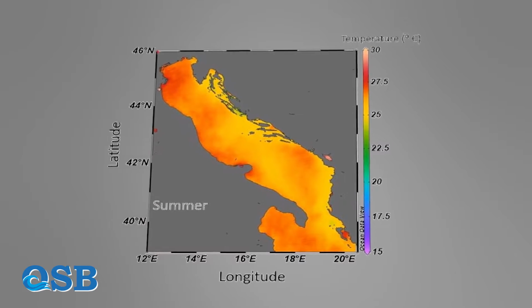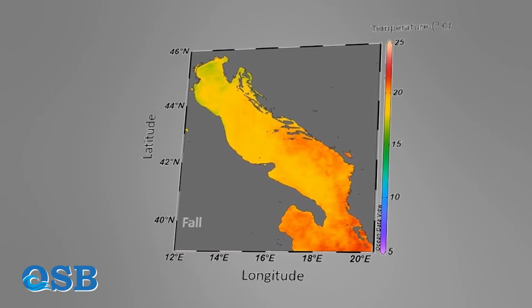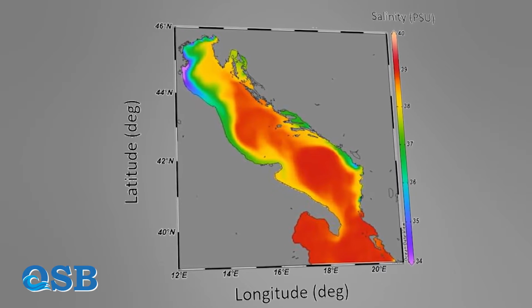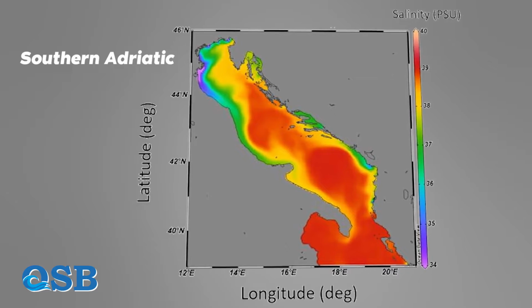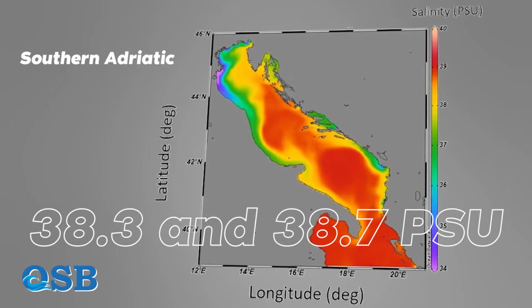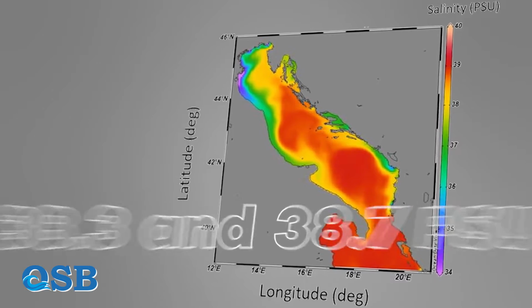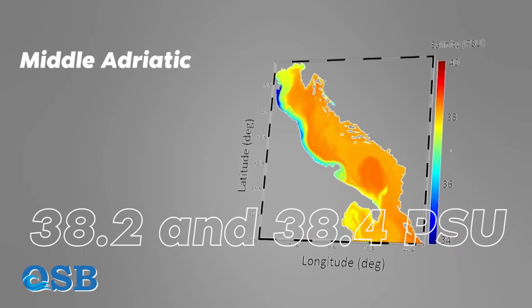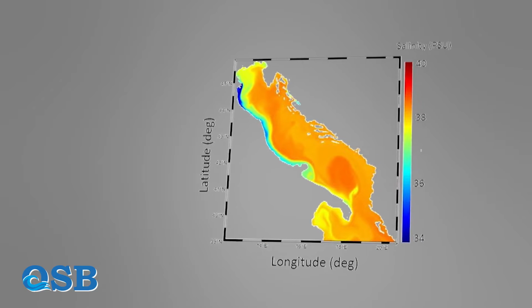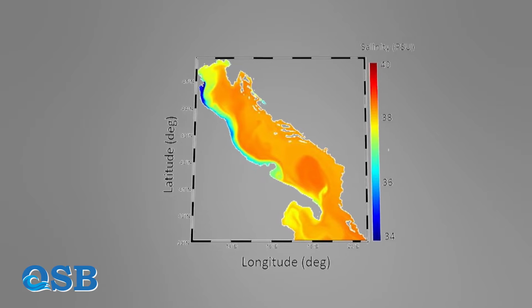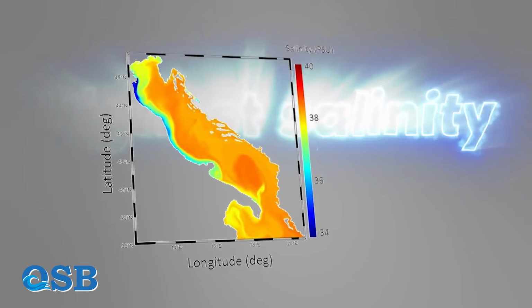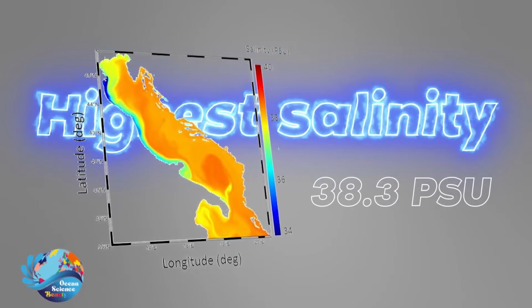We should consider that the length of the Adriatic Sea is 800 kilometers, and this sea is stretched along the latitude. It is slightly saltier in the southern Adriatic than in the northern and middle Adriatic. The salinity of the southern Adriatic is usually between 38.3 and 38.7 psu. Salinity in the middle Adriatic ranges between 38.2 and 38.4 psu on a seasonal basis. Due to the presence of important rivers, such as the Po, the salinity is usually lowest in the northern Adriatic, with the highest salinity reaching 38.3 psu.